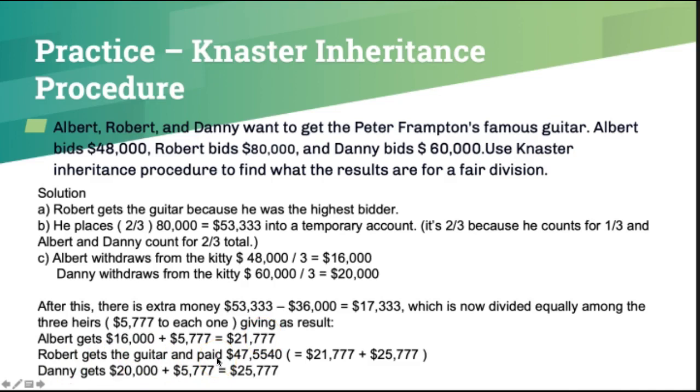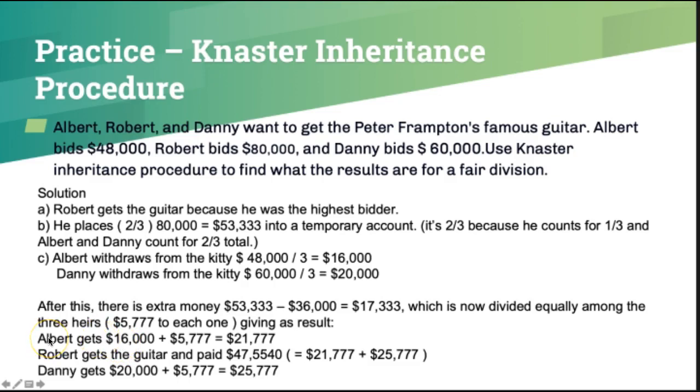Robert gets the guitar, and he ended up paying, I think there's a typo there actually, sorry about that. He got the guitar, but he also got paid out, let's see. Oh, he ended up having to pay, remember. He paid the 53,333, but he got this part back, 5,777. So you take the 53,333 and subtract the 5,777 to get what he paid. But remember, he got the guitar, right? So that's why he had to pay the money, because he got the guitar.